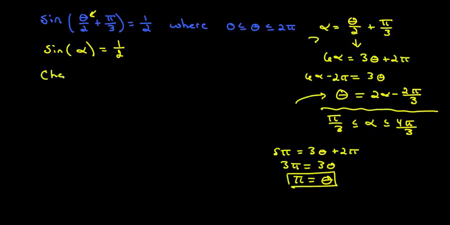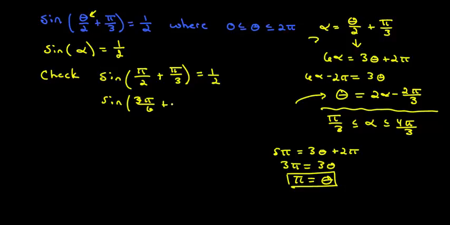So my check here is to try the sine of pi over 2 plus pi over 3 and show that I get 1/2. So this is the sine of 3 pi over 6 plus 2 pi over 6, which is the sine of 5 pi over 6, and that is equal to 1/2. So let's go ahead and erase all that.